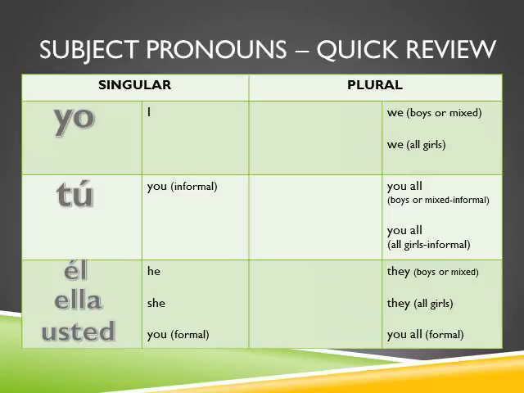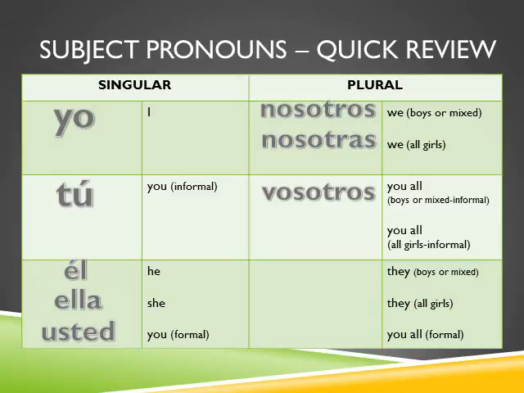So we for a group of boys or a mixed group is nosotros. We for all girls is nosotras. Okay, you all for a mixed group of people or just all boys and it's an informal situation, you're going to use vosotros. For you all, and it's all girls this time, you're talking to all girls and it's again informal, you're going to use vosotras. And remember that vosotros and vosotras is only used in Spain.